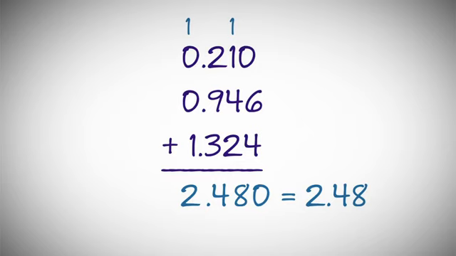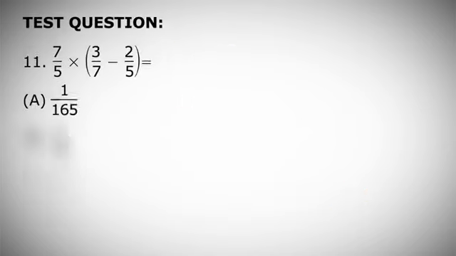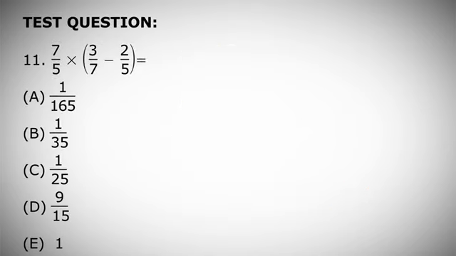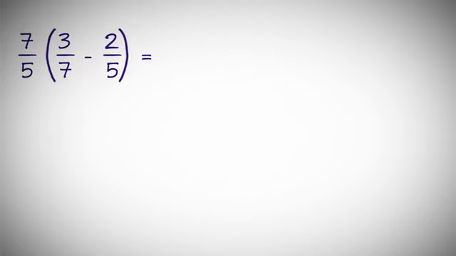Now that you've tried some examples, let's go ahead and take a look at a test question. Number 11 tells us to multiply 7 over 5 times the quantity of 3 over 7 minus 2 over 5. Note that we need to perform the subtraction problem inside the parentheses before we multiply by 7 over 5. And, as with addition, subtraction questions require a common denominator. Common denominator between 7 and 5 is 35.